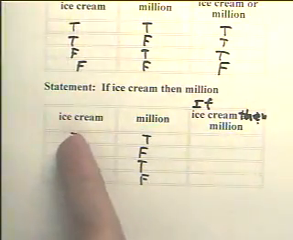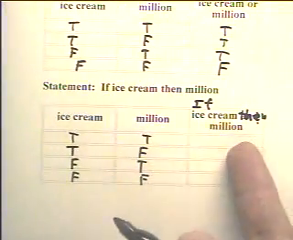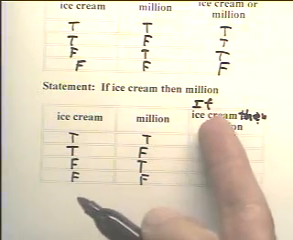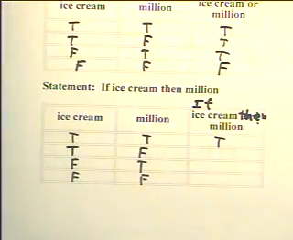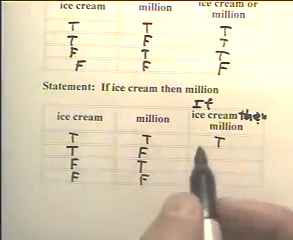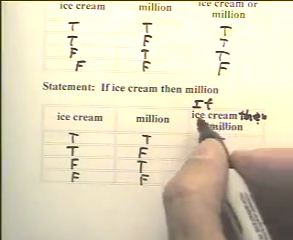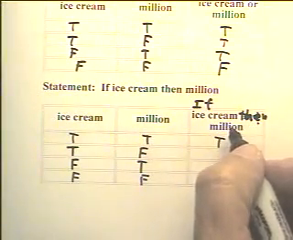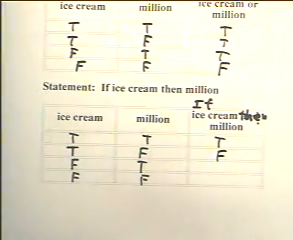Okay, now if we get the ice cream and get the million, then if somebody says, if you get the ice cream, you'll get the million, and we get the ice cream and we get the million, they're going to say, yeah, that was a true statement as far as we can tell. What happens if you get the ice cream and don't get the million? Well, this says if you get the ice cream, you will get the million. You don't get the million, so clearly that makes the statement false.